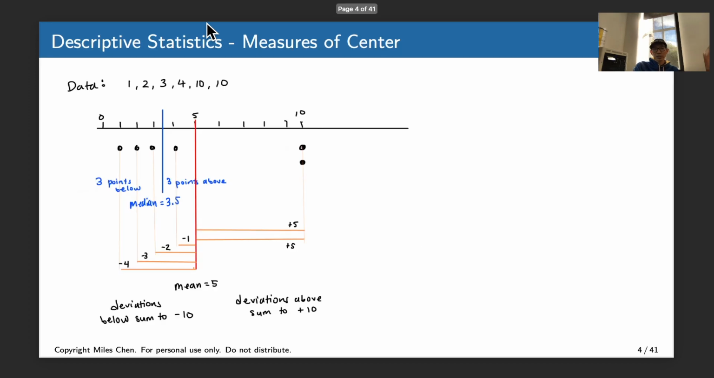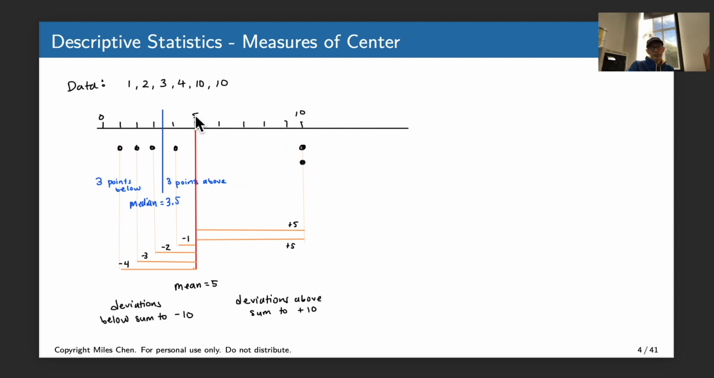Just to illustrate this, here is a very silly small sample of data: 1, 2, 3, 4, 10, and 10. There's no right or wrong answer for which is the better measure of center. The median is 3.5 because I have 3 points below and 3 points above. 1, 2, 3 are less than 3.5; 4, 10, and 10 are above. The median balances the number of points. Whereas what is the mean? The mean balances the deviations.